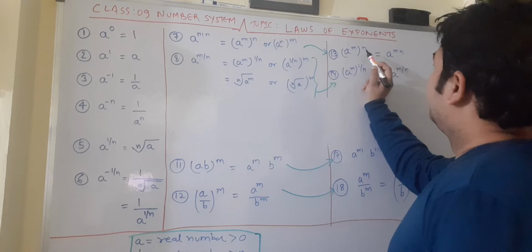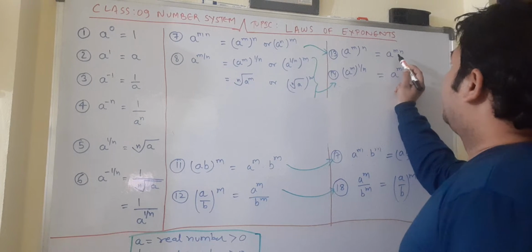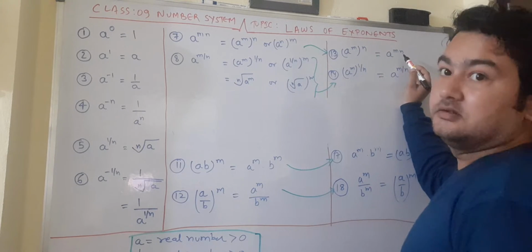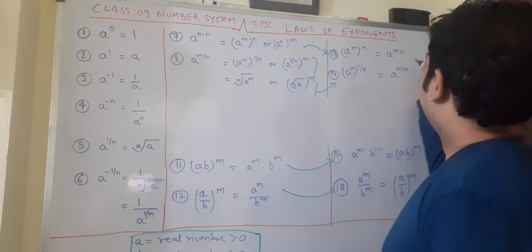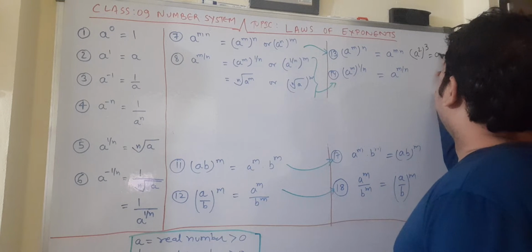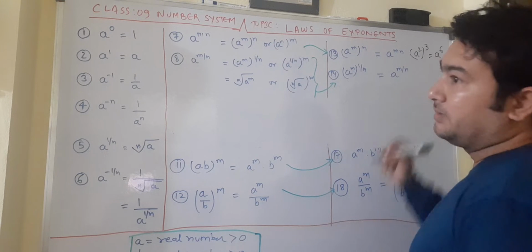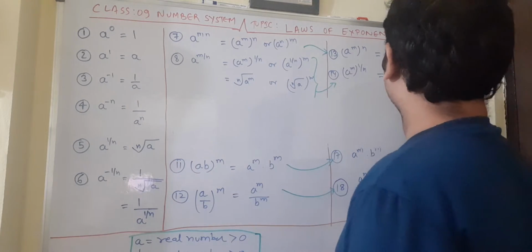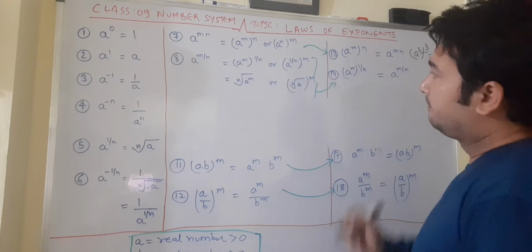A to the power m to the power n gives a to the power m into n. The power of power gets multiplied. See, if I say a to the power 2 and it has the power of 3, then it will become a to the power 6. The power will get multiplied. The power of power gets multiplied to make a single power. That is the multiplication of these two powers.